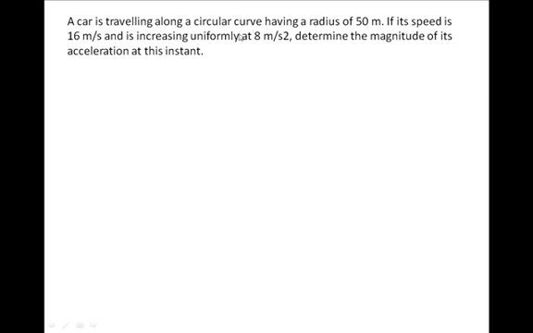A car is traveling along a circular curve having radius 50 meter. If the speed is 16 meter per second and is increasing uniformly at 8 meter per second square, determine the magnitude of its acceleration at this instance. Now you have to note that it's clearly curvilinear motion. They are clearly saying it is traveling along a circular curve.